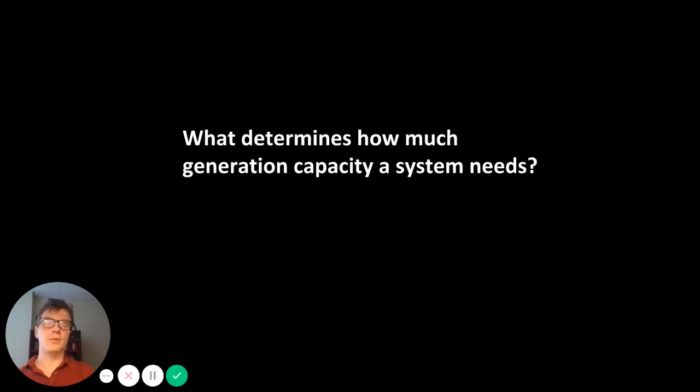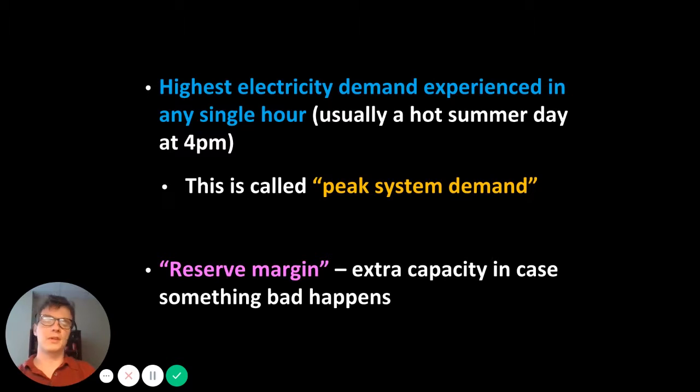So what determines how much generation capacity a system actually needs? So we talked about this in the context of long-term planning. The target that utilities or system operators would typically shoot for would be an ability to meet peak system demand. So that's the highest electricity demand experienced in any single hour, usually on a hot summer day at 4 p.m., for example, plus some extra. We need extra capacity built into the system in case something bad happens. We call this the reserve margin.